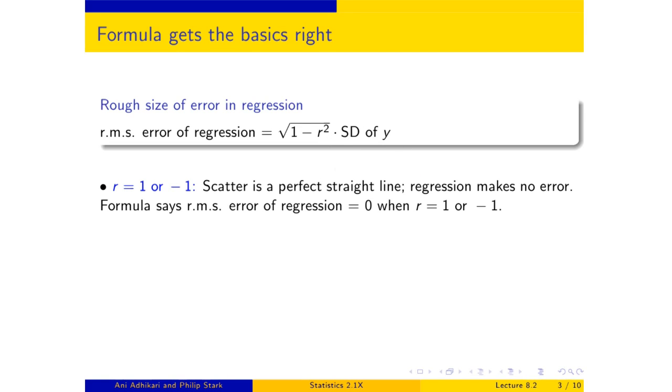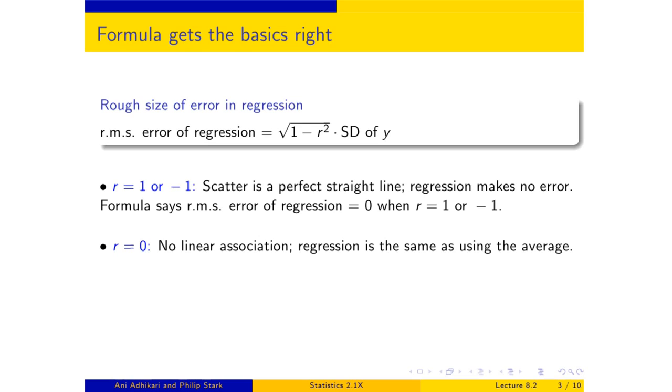The other case where we ought to be able to guess what the answer should be is R equals 0. If R is 0, there is no linear association between the two variables. Then why, pray, are you using linear regression? You shouldn't. It won't do you any good. In fact, what it will do is exactly what you would have got had you used no information at all. You would just have guessed the average. And you can check that when R is 0, if you use regression, it is exactly the same as always predicting the average, no matter what x you are given.